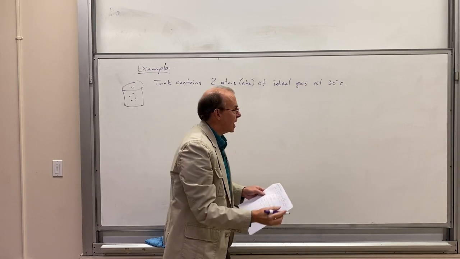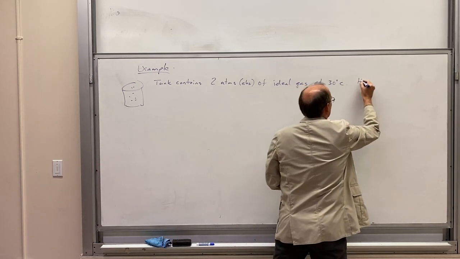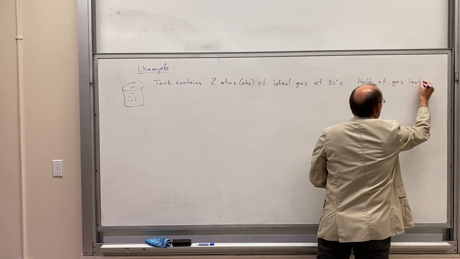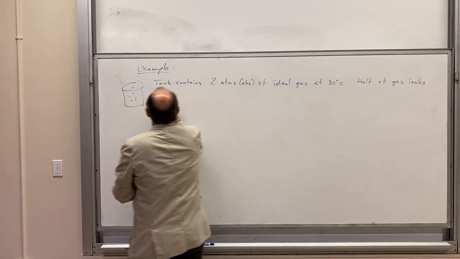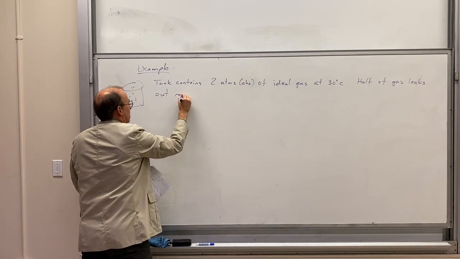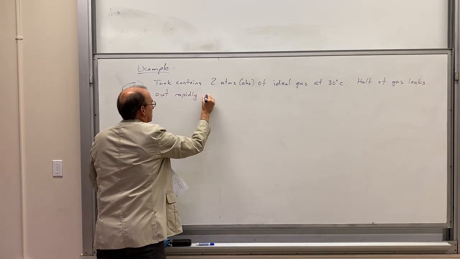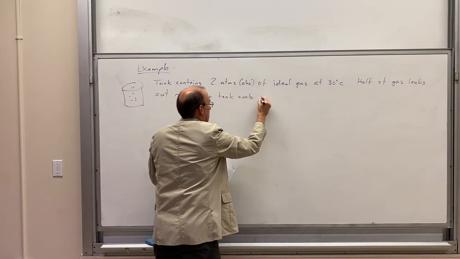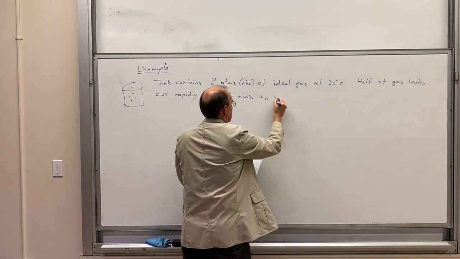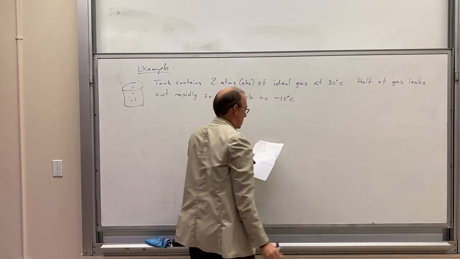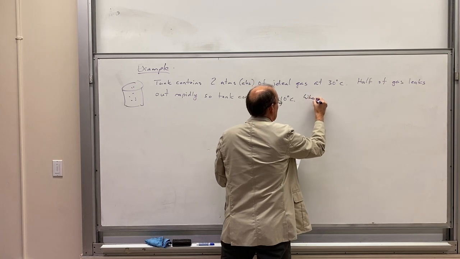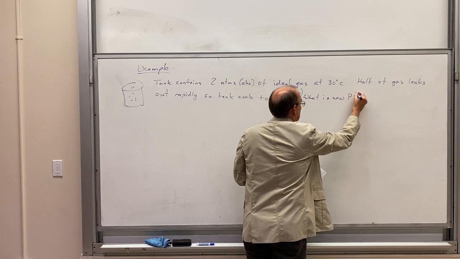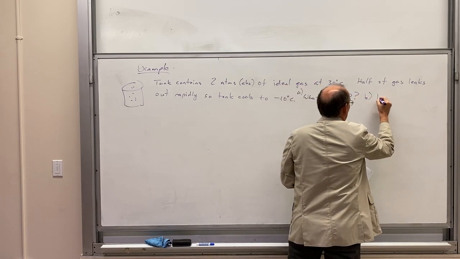and half of the gas leaks out of the tank. And it leaks out rapidly so that the tank cools, and it cools to minus 10 degrees C. What is the new pressure? A, what is the new pressure? And B, how many molecules leaked out?